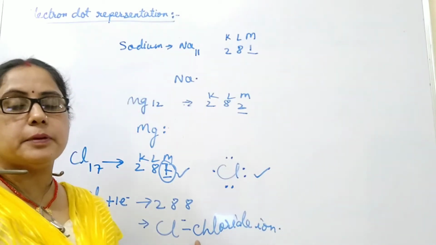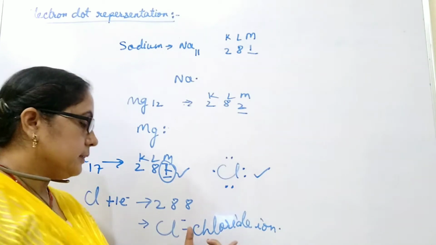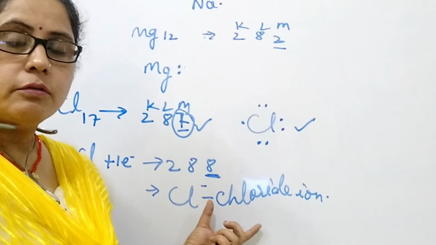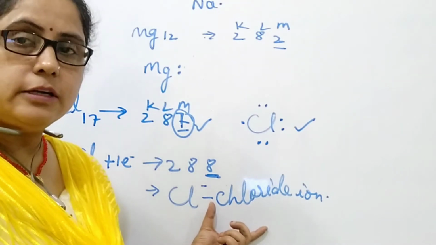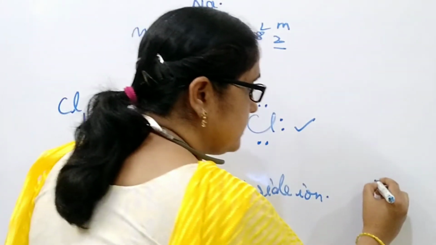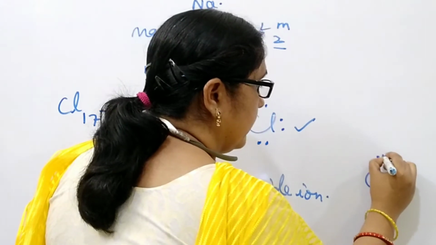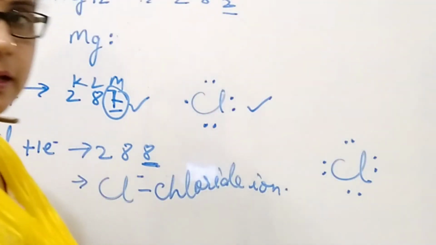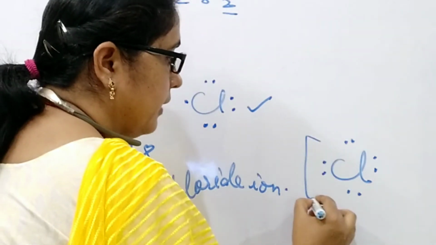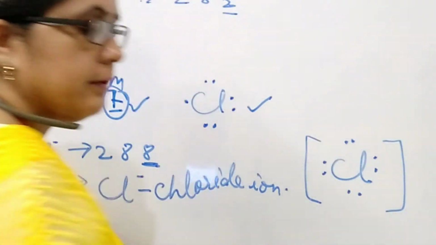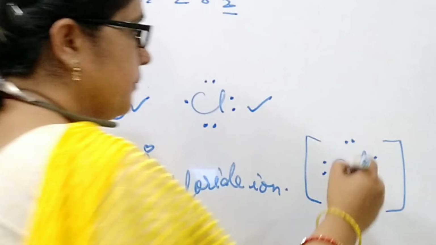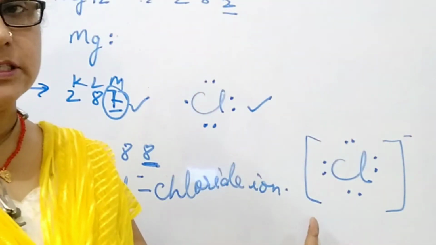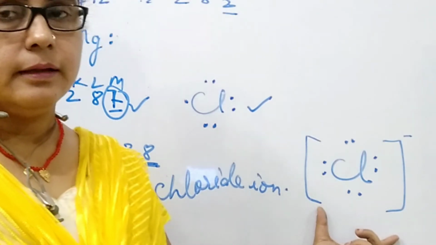Now, how can we represent this chloride ion? This chloride ion contains 8 electrons. Therefore, we will use 8 dots in the chloride ion: 1, 2, 3, 4, 5, 6, 7 and 8 dots. And by gaining one electron, it gets one negative charge. So this is the dot structure of the chloride ion.